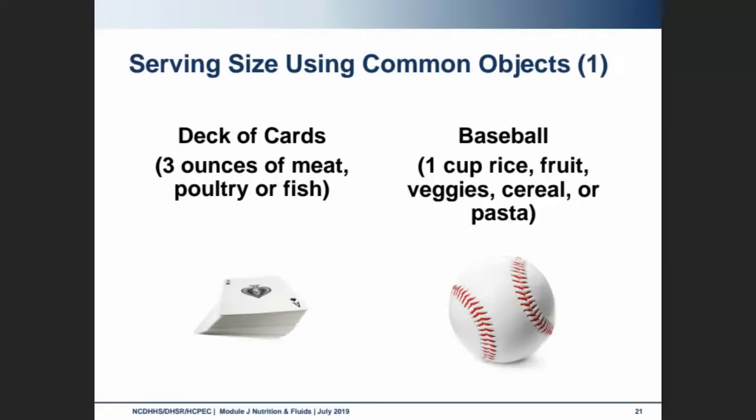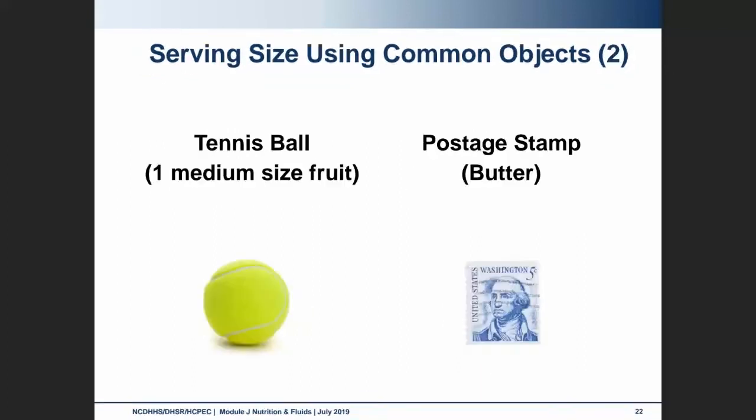Now let's give some examples of common objects. Here they use a deck of cards. That's a good way to look at about 1 serving of meat, poultry, or fish. Something like rice or fruit or pasta, about the size of a baseball. One serving of fruit, about the size of a tennis ball. Butter, mayo, oil, about the size of a postage stamp.